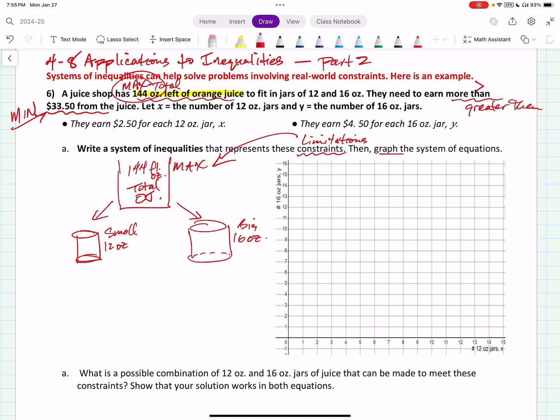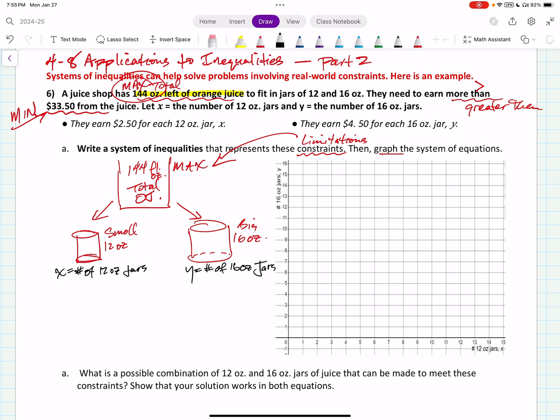It's really cool. So now let's go further and detail some things out. X is going to represent the number of 12-ounce jars. Y is going to represent the number of 16-ounce jars. In order to solve a problem, you have to fully understand it, so you diagram it here, and then try solving.